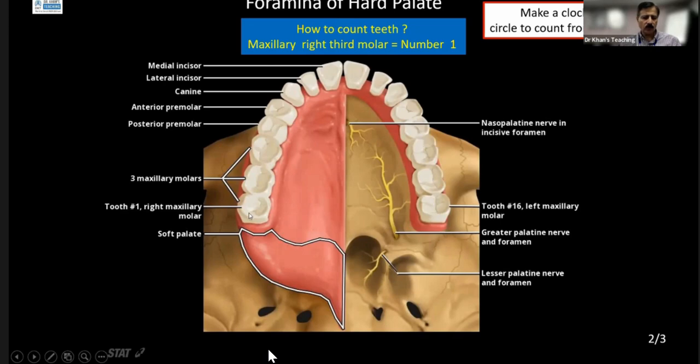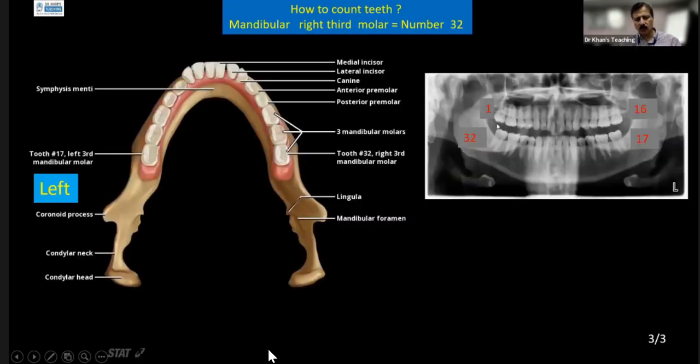So this will be 1. This will be 16. And so if you see here, this is the right side. So this will be 1. This will be 16. And then 17, 18, 19, go like this. So this is the current method to count the teeth. Having said that, nobody is stopping you just to describe.